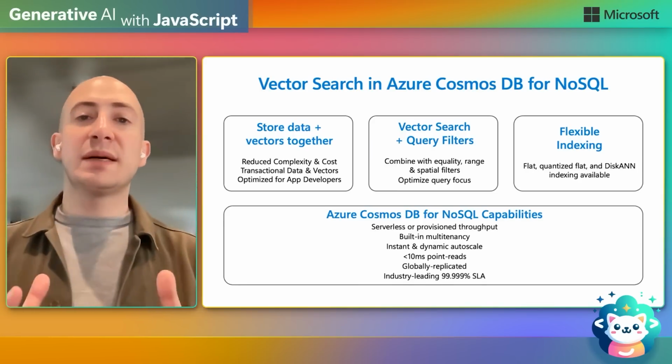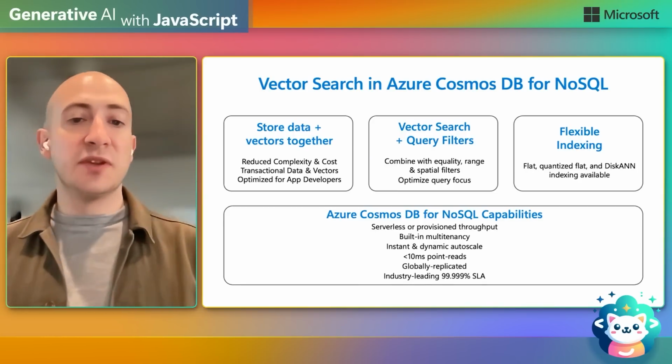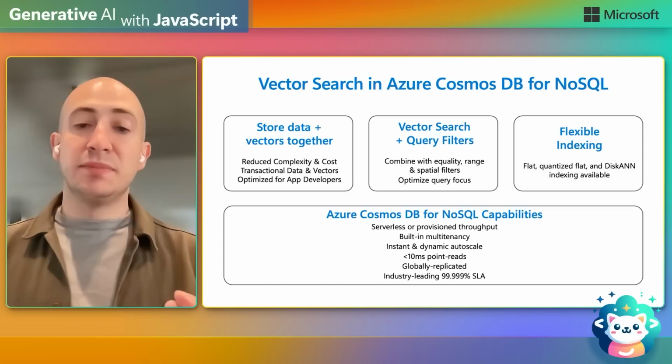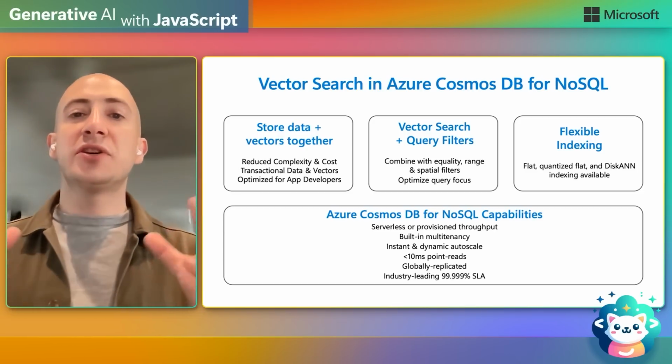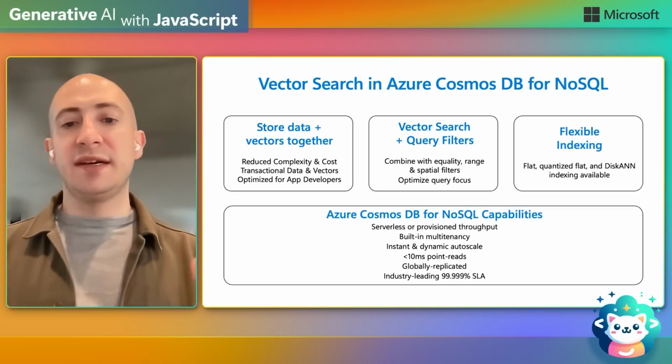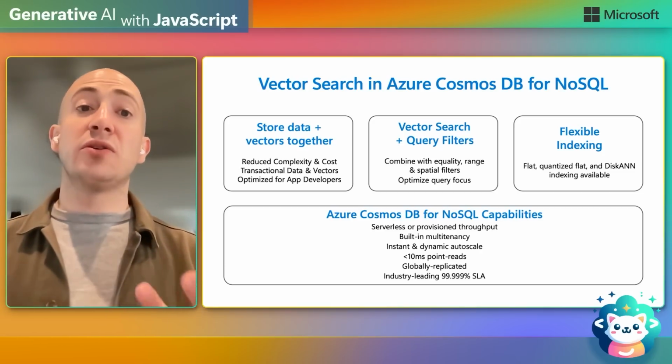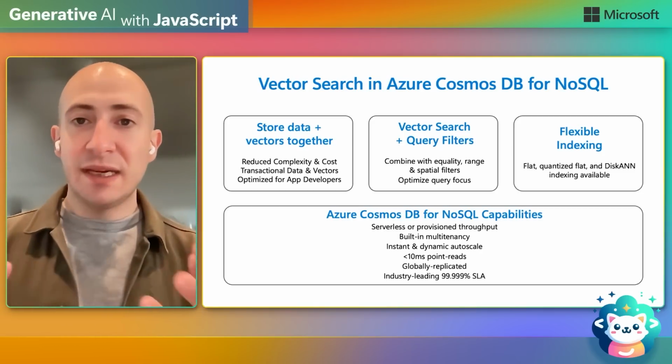And this is all built on top of all the goodness you get with Cosmos DB: the serverless and provisioned throughput model, built-in multi-tenancy, instant and dynamic autoscale, all the goodness that we had talked about, including our industry-leading five nines of availability. You get all of this in your vector search scenarios. So it's really powerful stuff here.